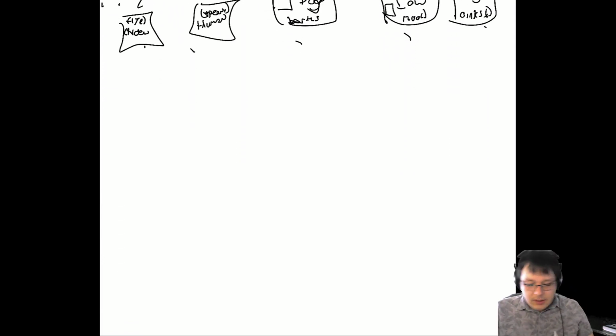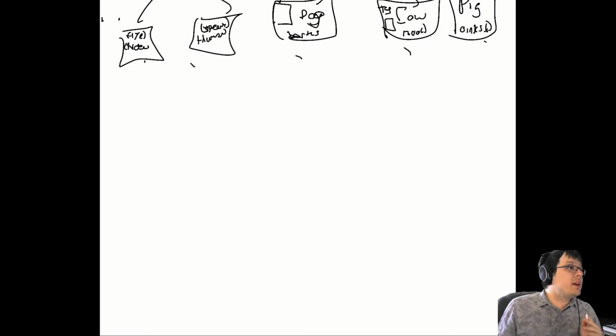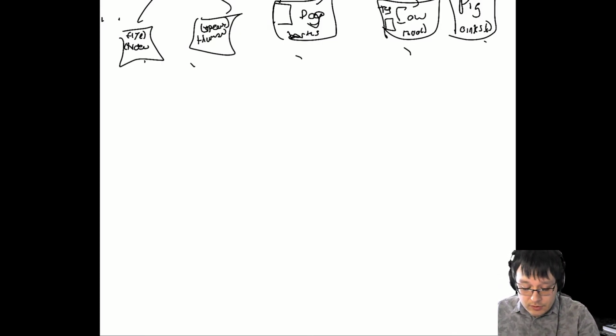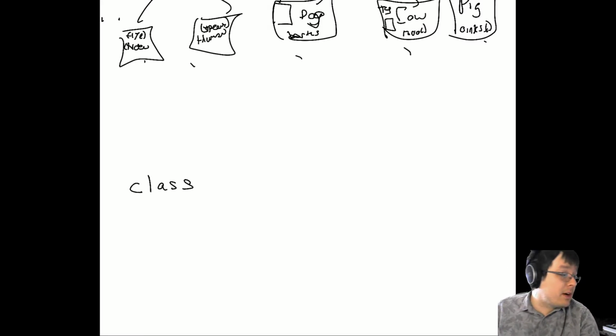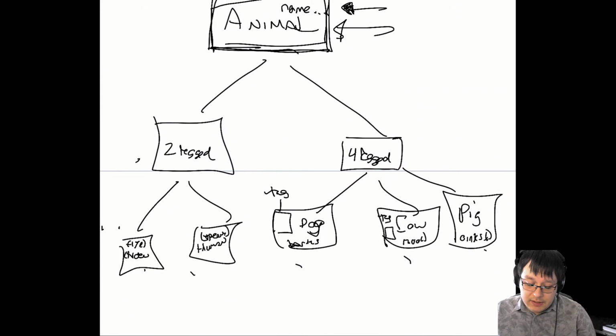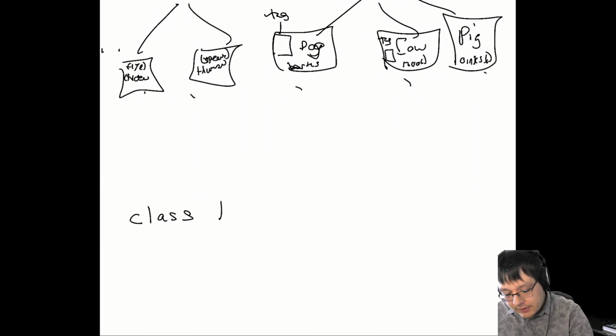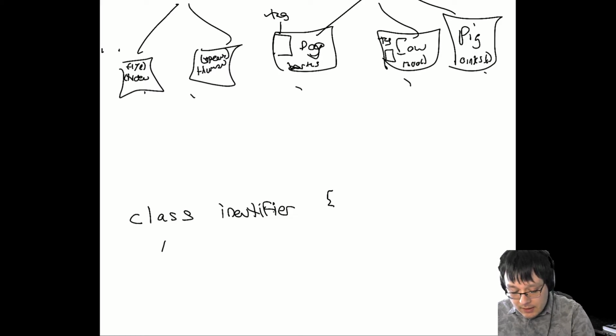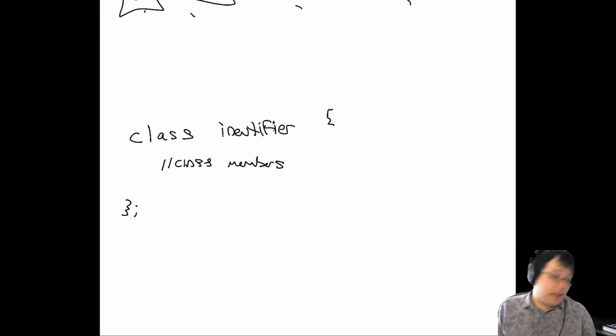Okay, so the syntax for inheriting in a class is you write the word class as before. You write the identifier for the brand new class you're making. Let's say we're doing the animal example. First let's make an animal class. When you're doing a normal class, you write class, identifier, then your curly bracket, then all your class members, then curly bracket, and then semicolon. That's the syntax for a class.